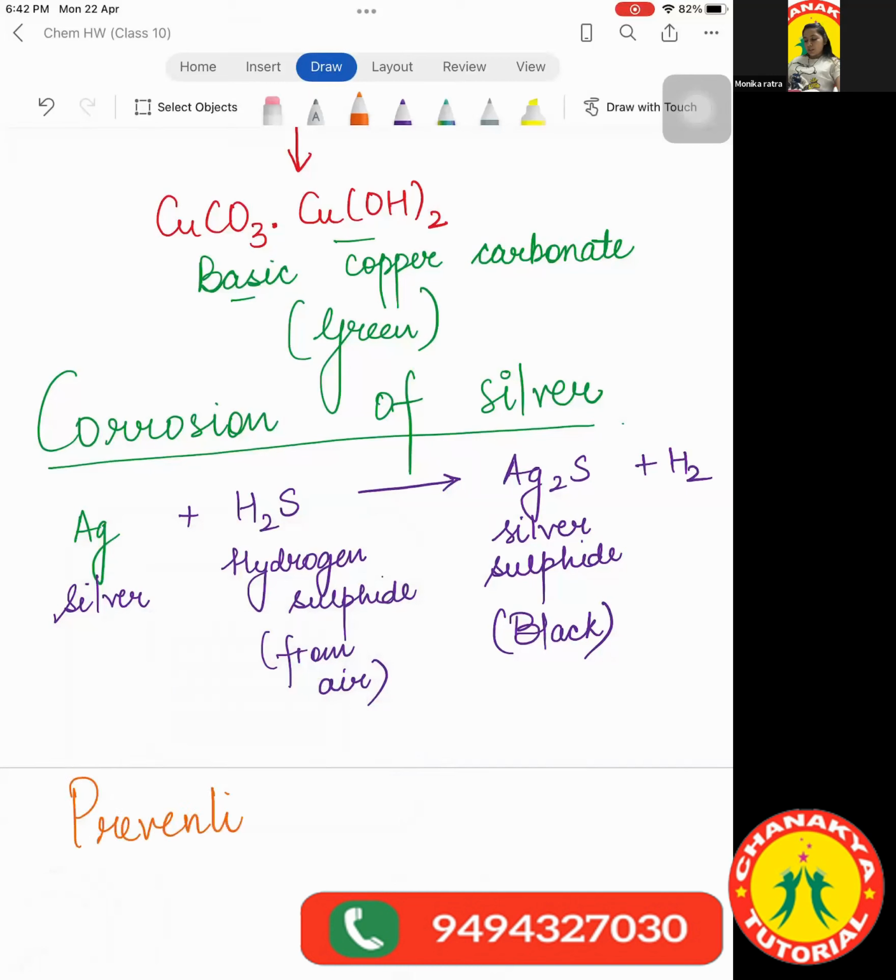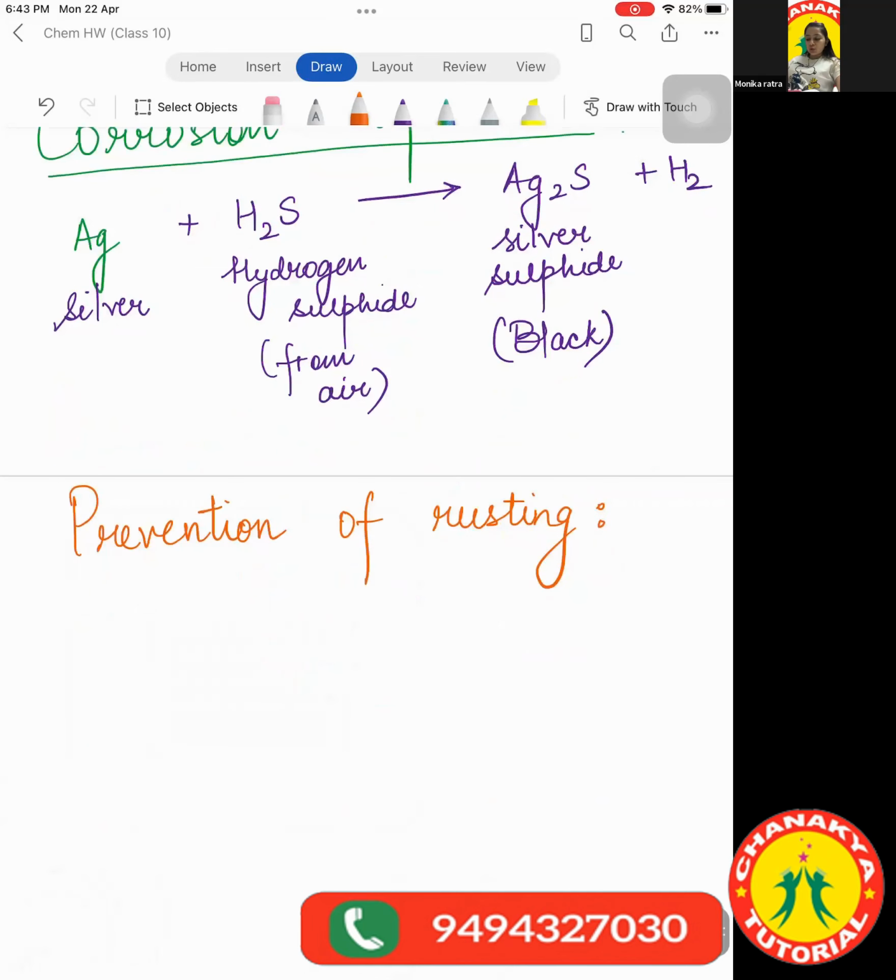Prevention of rusting. So the first and the most basic thing which anybody can do or apply is the application of oil, paint, or grease. Then the second is galvanization. Now, what is galvanization?